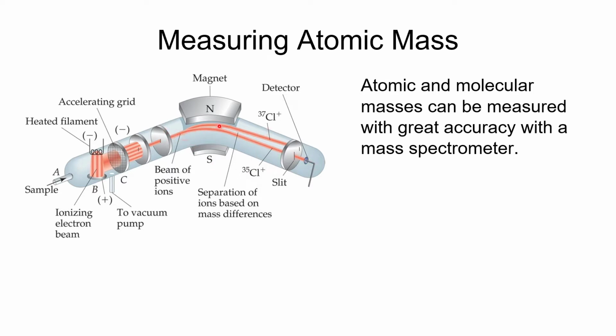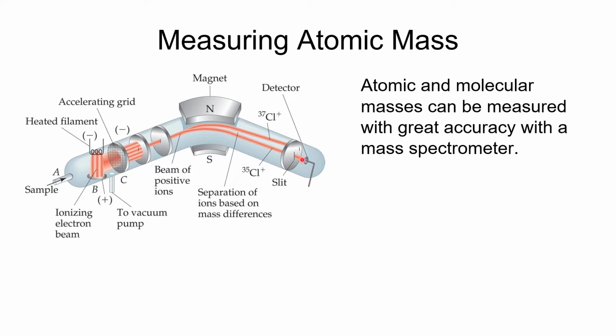All right, so here they sweep through. You'll see that the chlorine-37 that's heavier doesn't bend as much. The chlorine-35, which is lighter, it bends more, and it hits this slit. And when it goes through the slit, it hits a detector, and then you can tell that particular isotope was present.